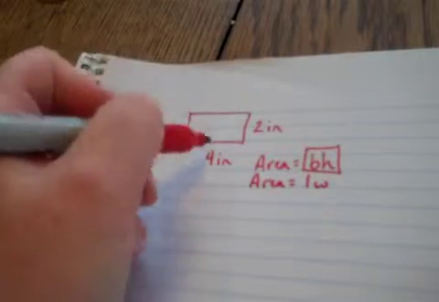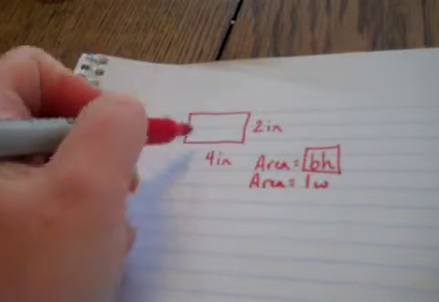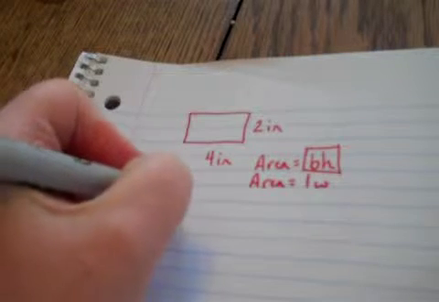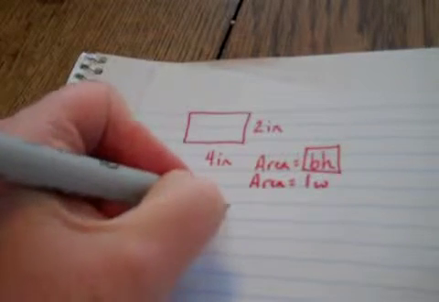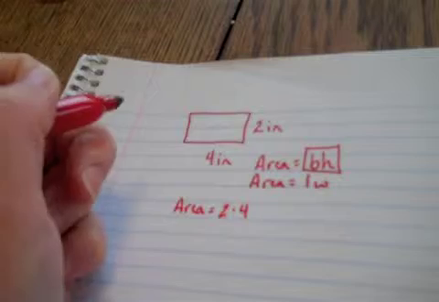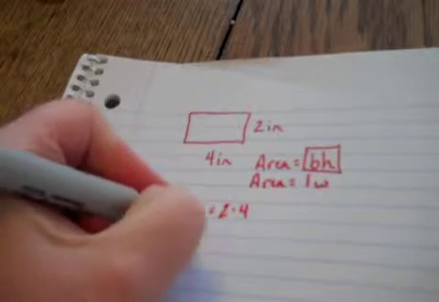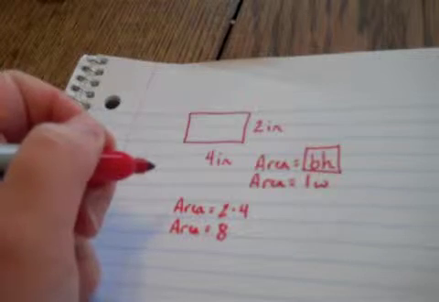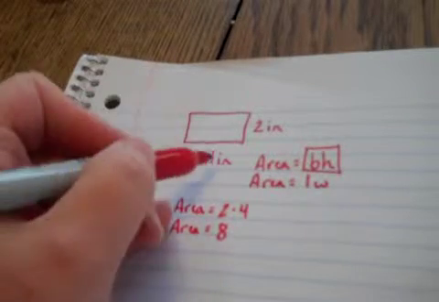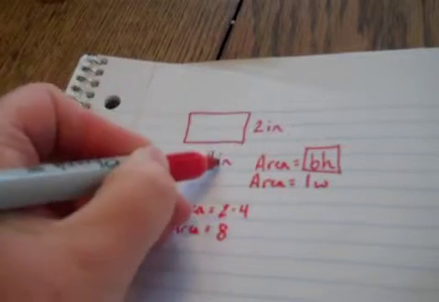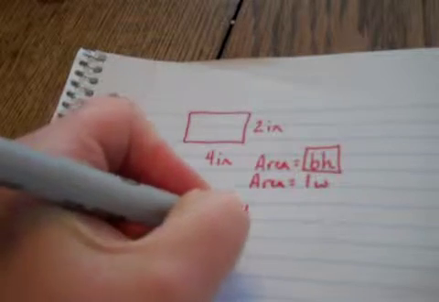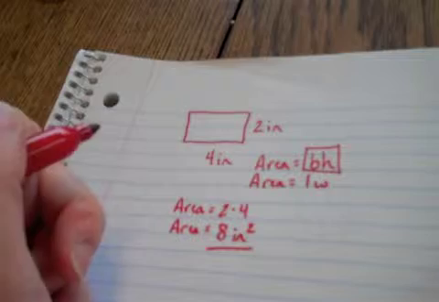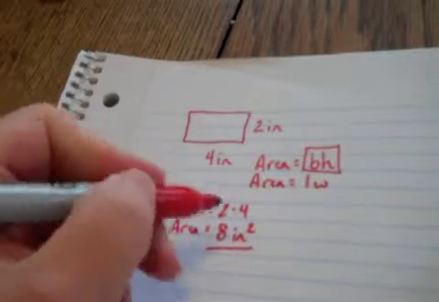So, basically all I need to do is take these two values, the 2 and the 4, and I need to multiply them. So for this one, the area is equal to 2 times 4, so the area is equal to 8. However, you have to give it a label. Now remember, area is in square units. We were measuring in inches, so that means the answer is 8 inches squared. Please remember your label.